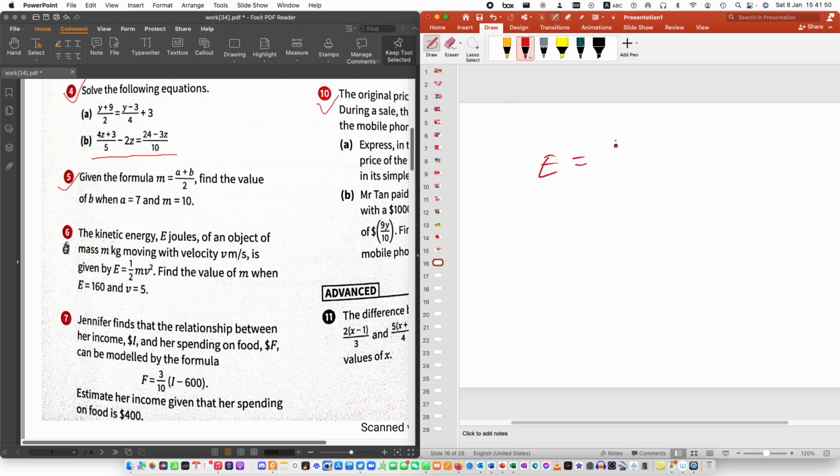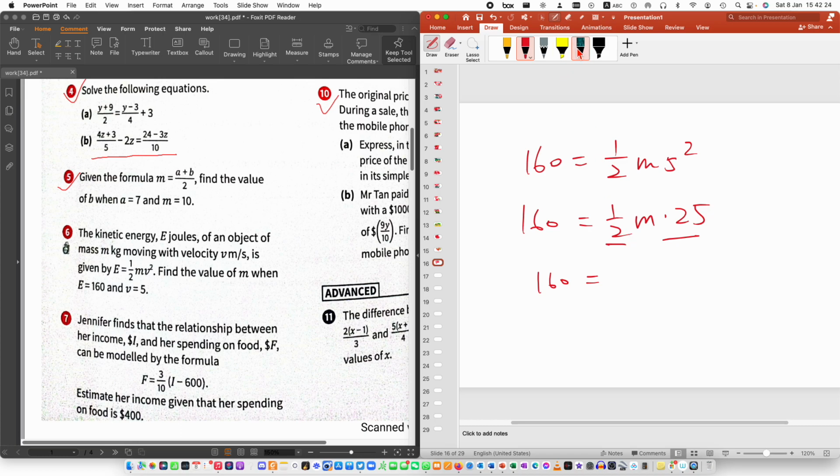So you get this. E equals to half mv squared, right? So basically, this is a formula. So your E is 160. So erase and write 160. Are you clear? Yeah. Your V is 5. So erase, change it to 5. So far so good. So what do you do? 160 equals half m times 5 squared. 5 squared is 5 times 5, which is 25.